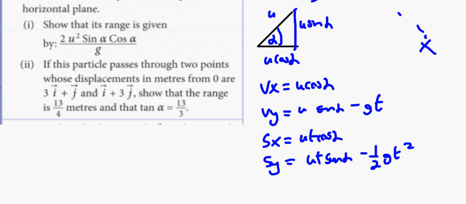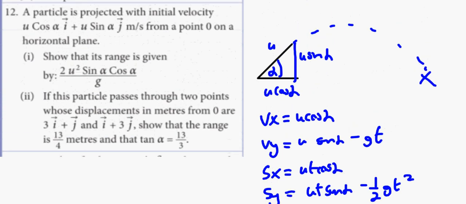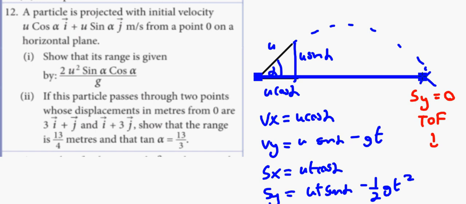Now, range. What do we know about range? When you hit the ground, what happens? Anybody? What's the combo? Sy equals 0. Find the time of flight and put the time of flight into what formula? The Sx formula. You want the distance from here to here, which is an Sx distance. So that's your combination right there. Technically, we only need two formulas. We only need the Sx and the Sy to make this question work.